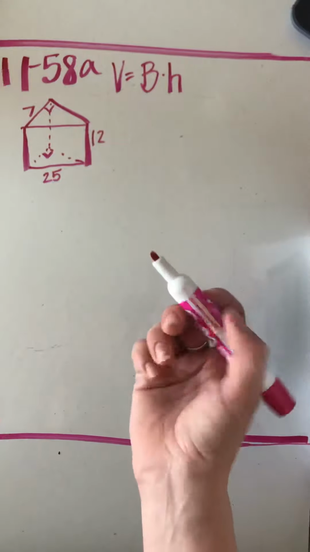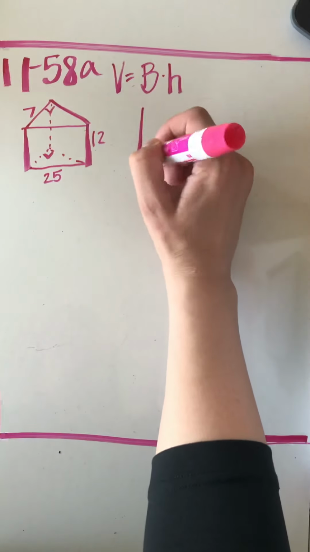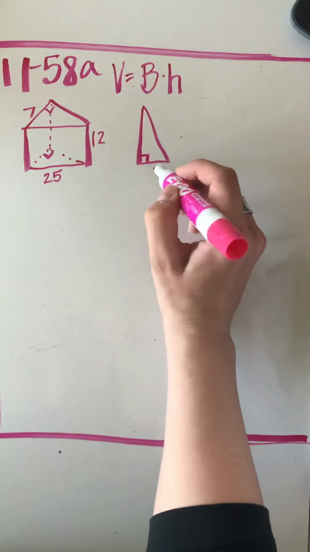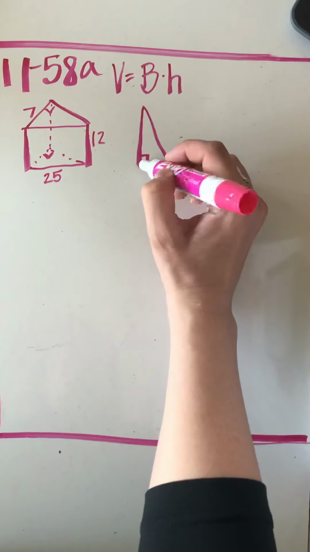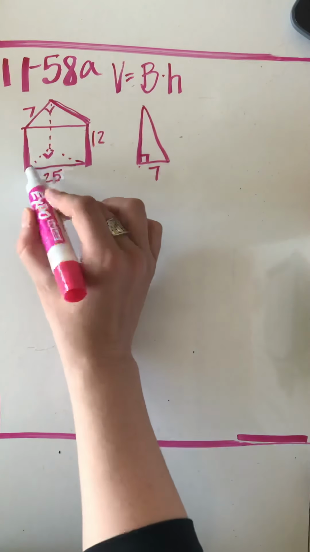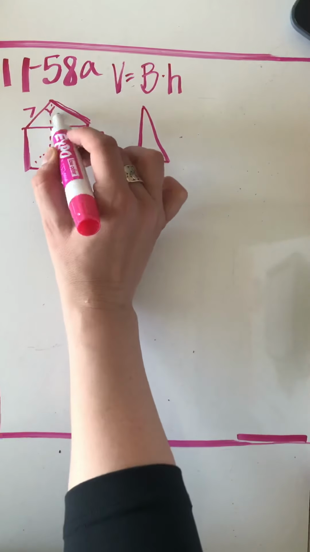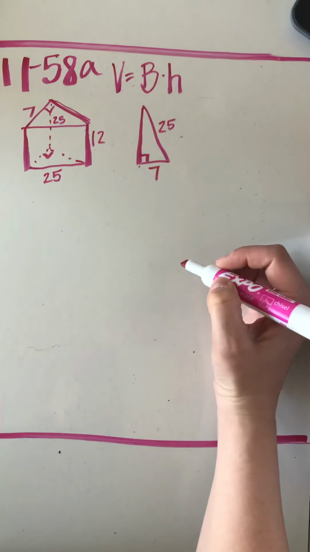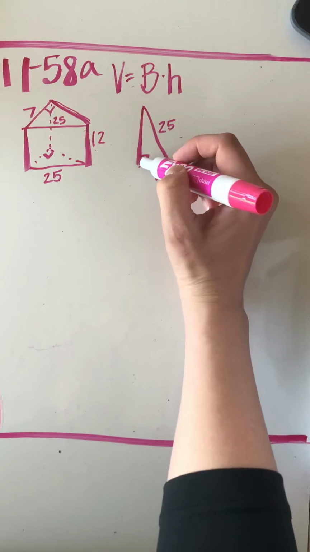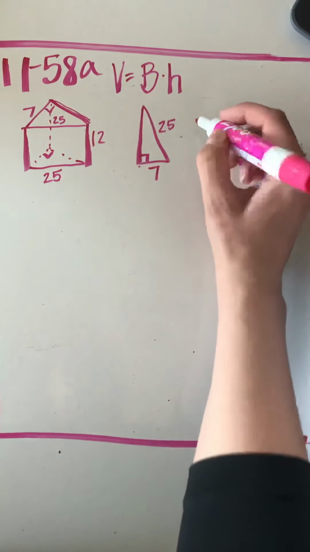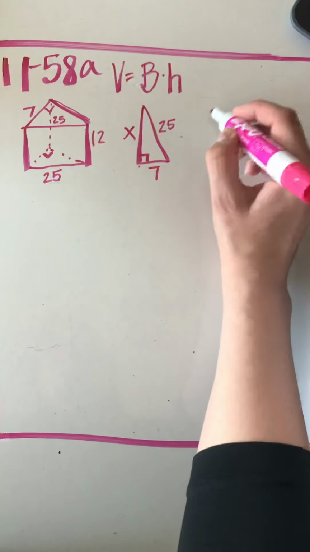And the base is a right triangle. So I'm going to draw my base right here. Based on this diagram, this length is 7. We don't know this length right here, but we do know the hypotenuse is 25, because if this is 25, this is 25. So we want to use the Pythagorean theorem in order to find the height, because the area of the triangle is base times height divided by 2. So I'm going to put that as x.